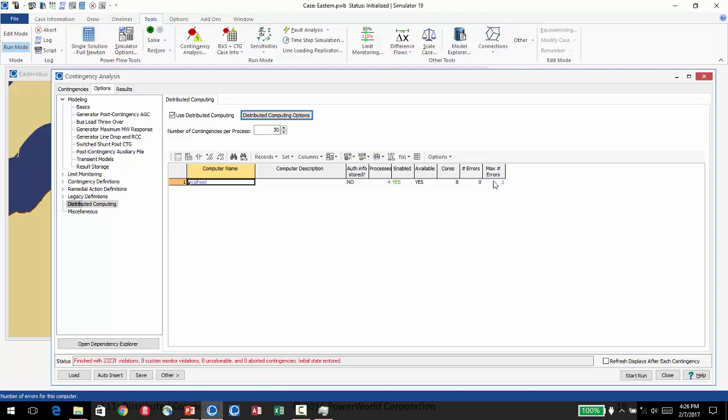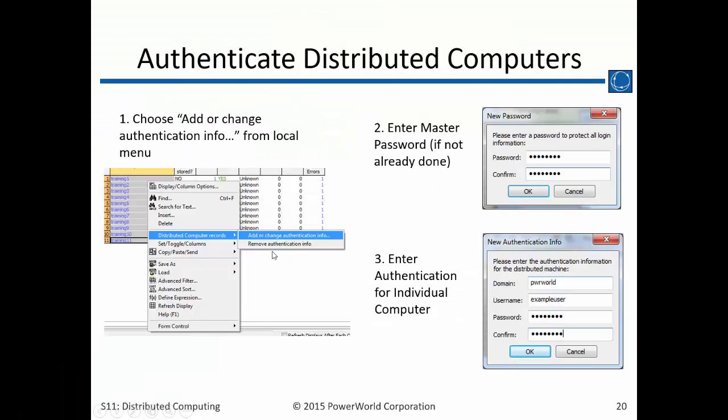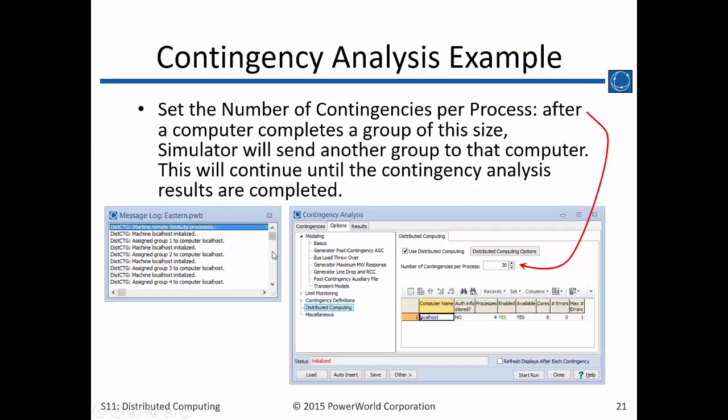But if it does, then it'll retry to send a chunk out again if it runs into an error. If it hits the maximum number, then it'll quit trying to send a chunk to that process that was returning the error. This is what we did with the contingency analysis.